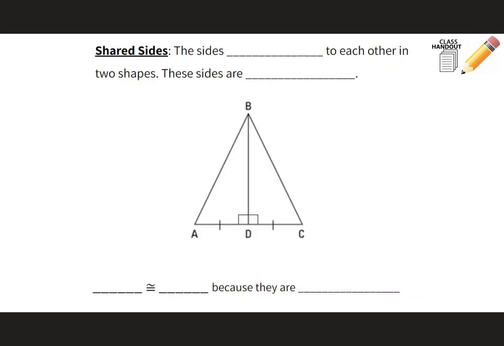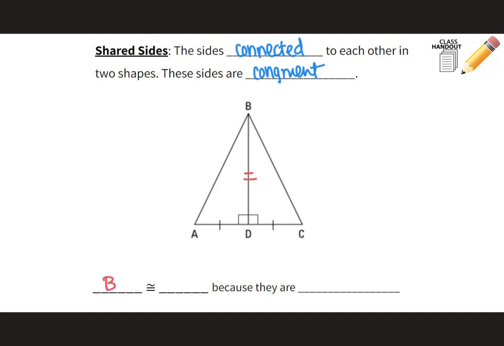All right, another vocab word is shared sides. So the sides connected to each other in two shapes are shared sides. And these sides are congruent, which should be somewhat intuitive. Obviously, if these two share the same side, it has to be the same size. So again, we can mark those as being congruent. In the picture, they're not marked as being congruent, but we can mark it. So I'm going to use two lines because I see that AD and CD are already marked with one line. So we can write a congruent statement here.